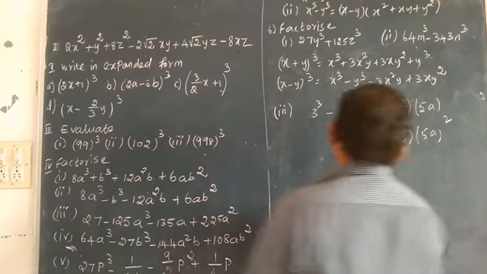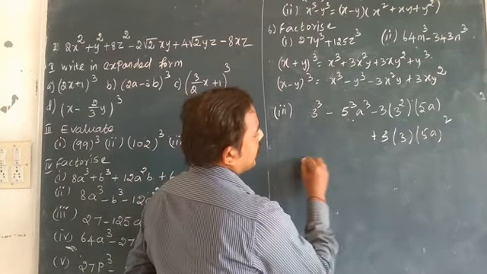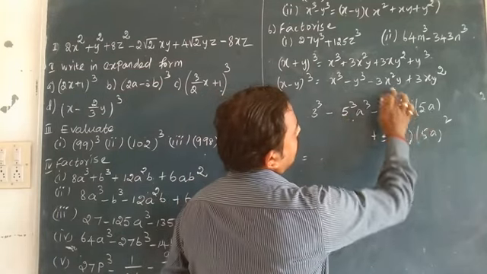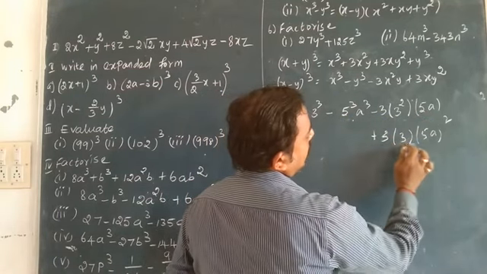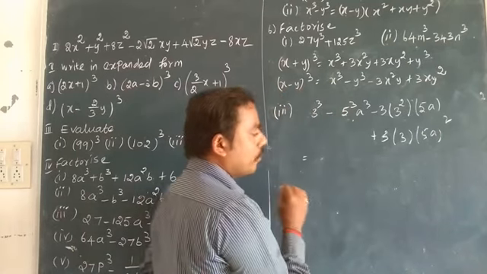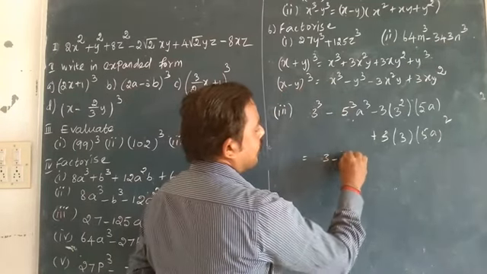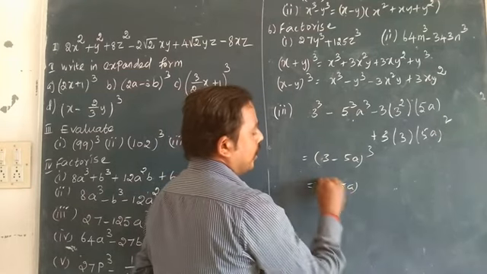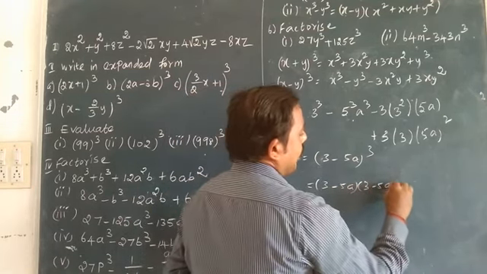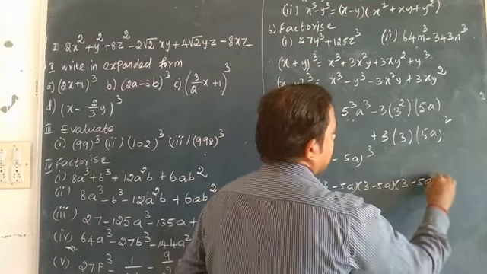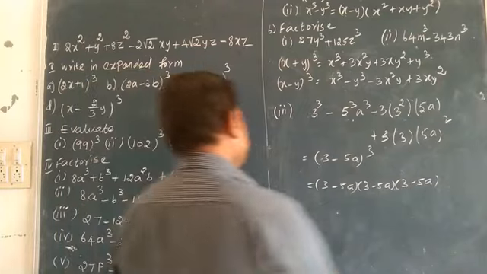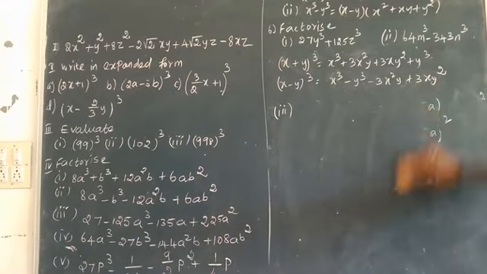So automatically you can use this identity: a cube minus b cube minus 3a squared b plus 3ab squared, or x minus y whole cube. So that is 3 minus 5a the whole cube. So (3 minus 5a) into (3 minus 5a) into (3 minus 5a) is the factorization of this problem. Okay. Similarly, come to the next problem.